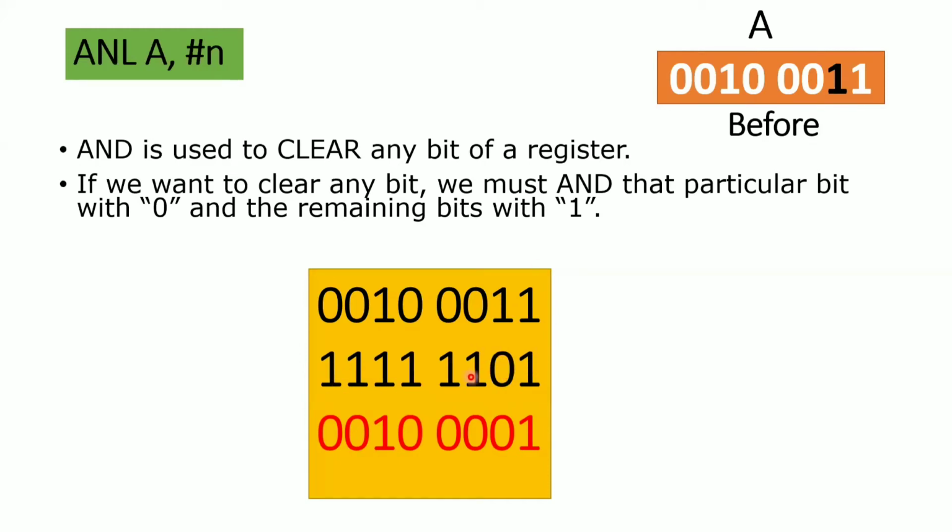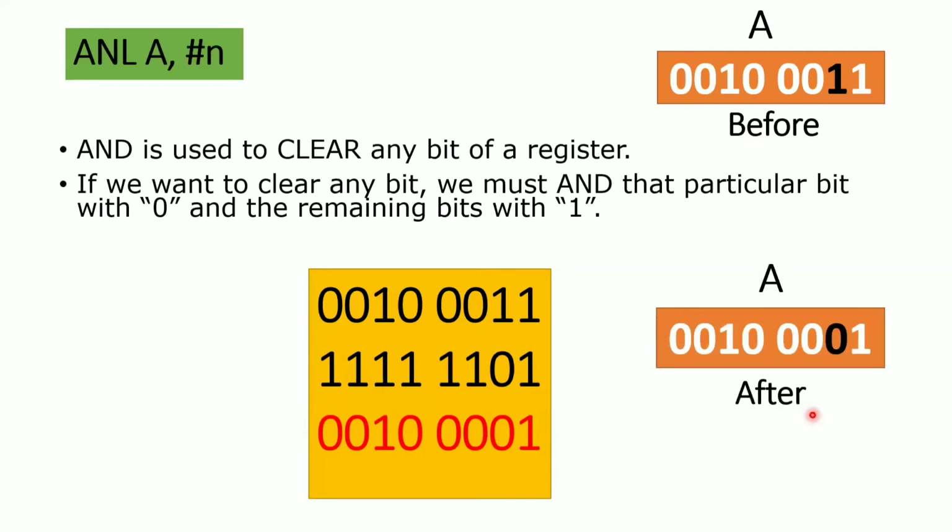Okay, now you perform the AND operation, you will get 1 here and you will get 1 here. And what about this particular bit? 0. So earlier it is 1, now it becomes 0. Now look at the other bits, they are the same. Without affecting the other bits, you are making that bit 0. So that is a powerful operation of your AND operation.